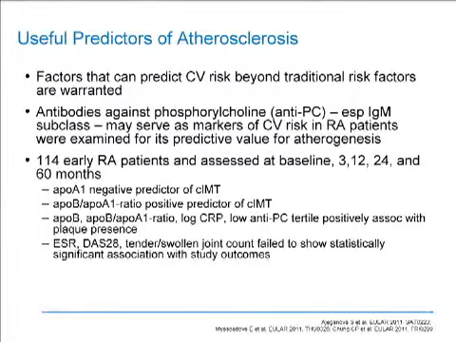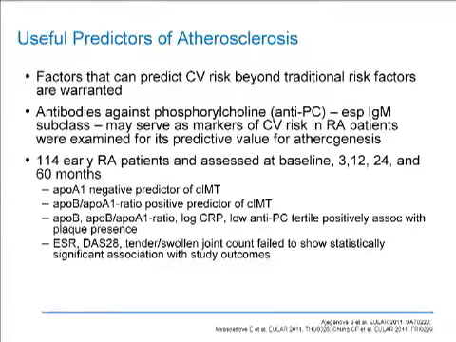So in this first abstract, we looked at factors that might be predictive of cardiovascular risk beyond the traditional risk factors. There has been some literature looking at antibodies against phosphocholine, anti-PC, especially the IgM subclasses, that may serve as a marker for cardiovascular risk in RA patients. And these were examined for their predictive value for atherosclerosis.